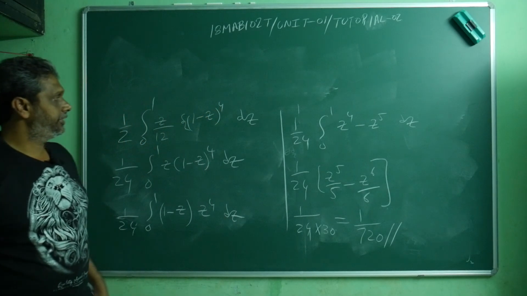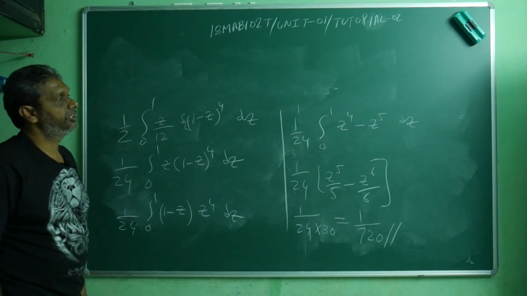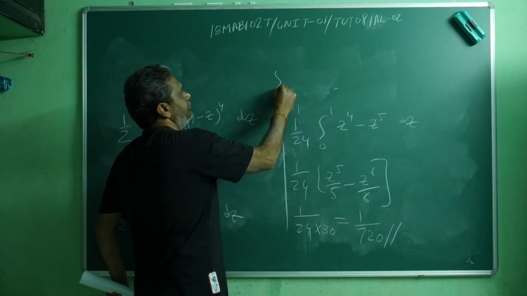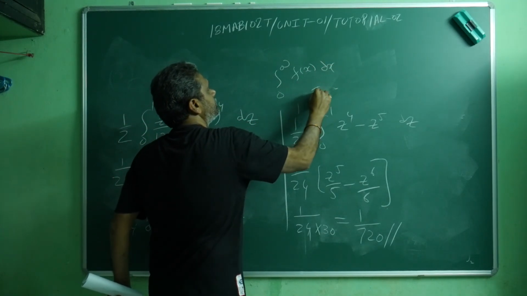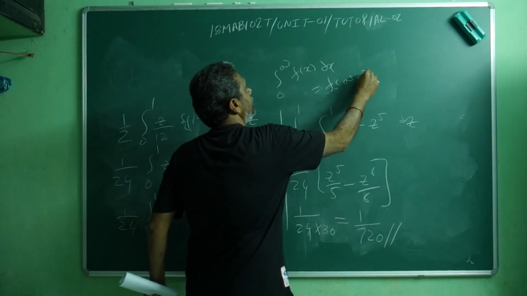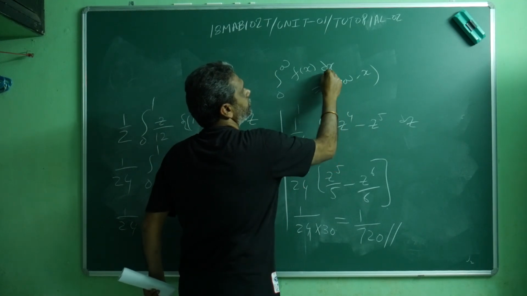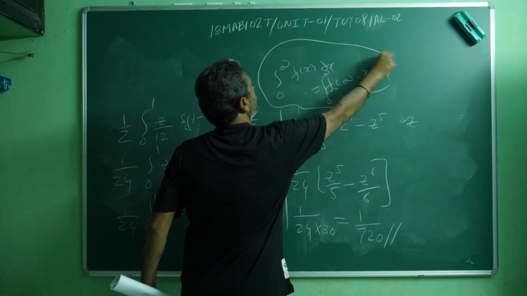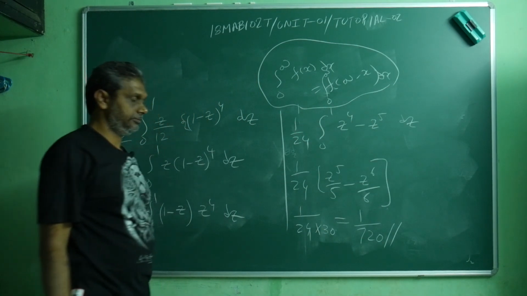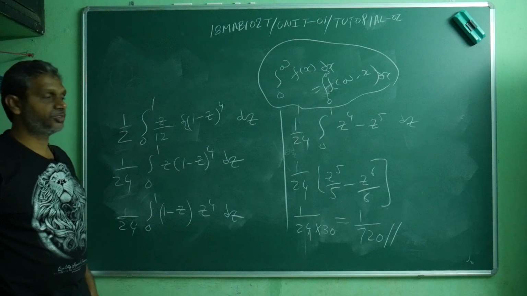So this is the way of doing. So what property are we using? 0 to a f of x dx is equal to 0 to a f of a minus x dx. Any problem?